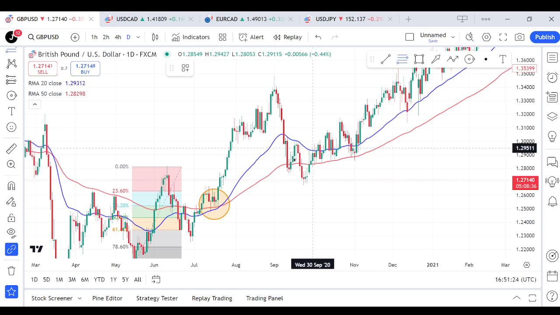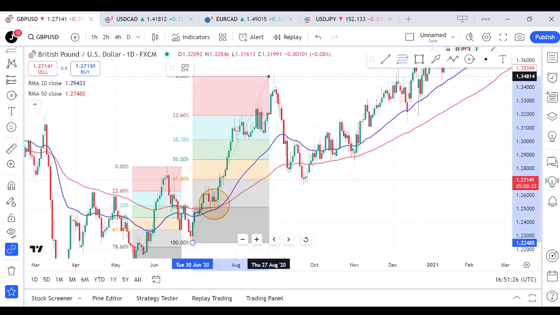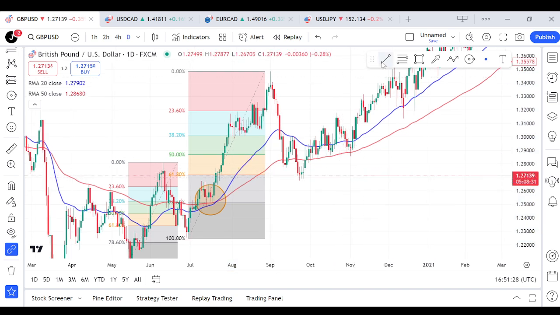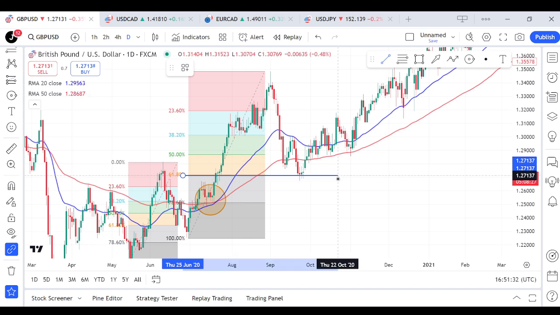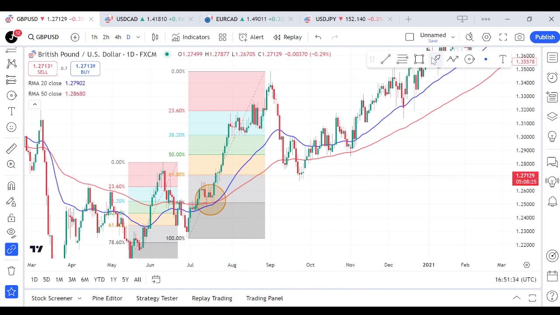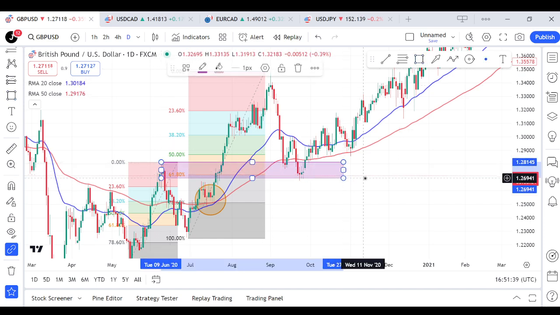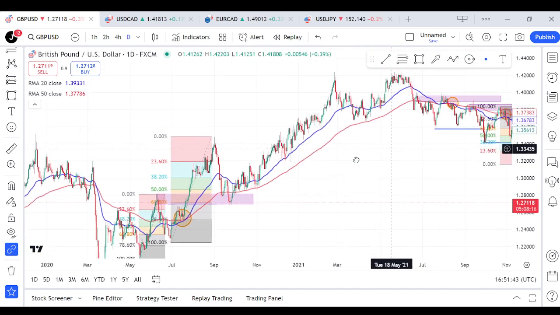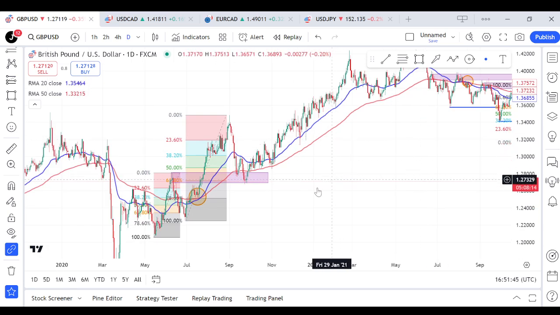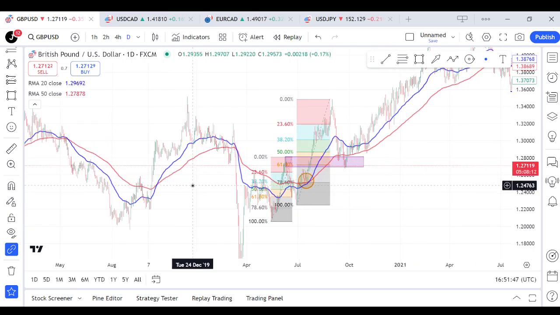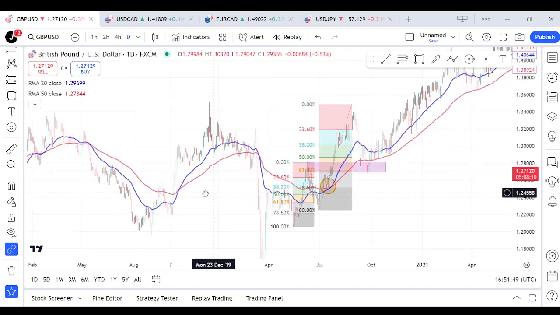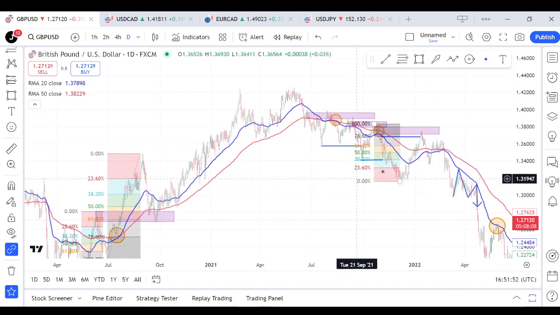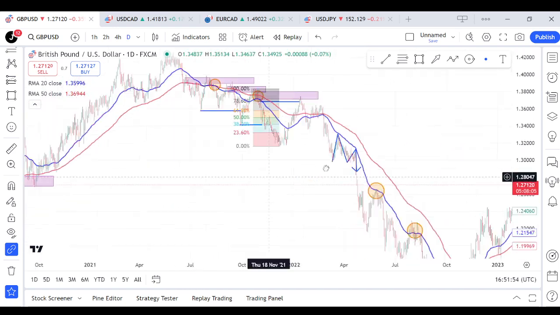Also, you can use your Fibonacci from this low to the swing high, and you can see price reacting off the 61.8% level, which is also resistance turned support. So these are ways you can use the rolling moving average to trade. It's important you don't use it alone or in isolation. You use it with support and resistance levels so that you can get better trades.